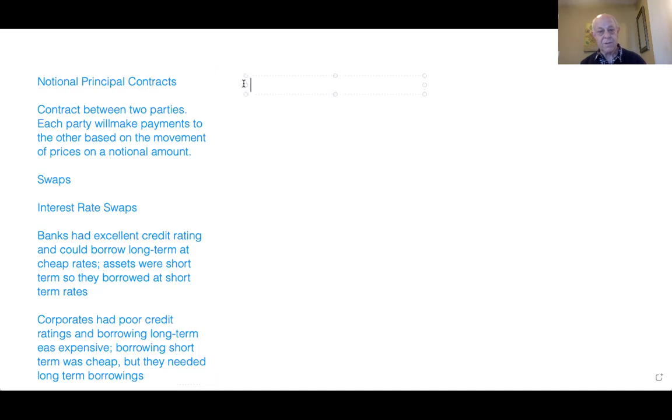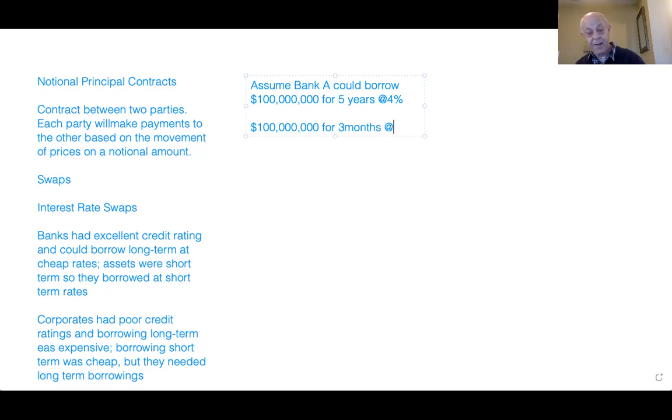Okay, so let's assume Bank A could borrow 100 million for 5 years at 4%. And I realize these interest rates are higher than today's, but I just want to use bigger numbers. It's harder to show the savings with today's numbers. The savings are still there, and people are still doing these things. But just for example purposes, bear with me with these higher rates. So they could borrow 100 million for 3 months, which is what they really want to do, at 2%.